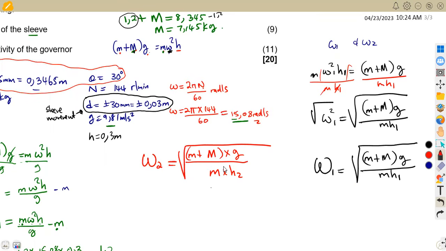Like I was saying, H1 is needed and H2 is needed, and these two we do not have. If we have these, we can just calculate. And I said they are to be calculated from the sleeve movement.